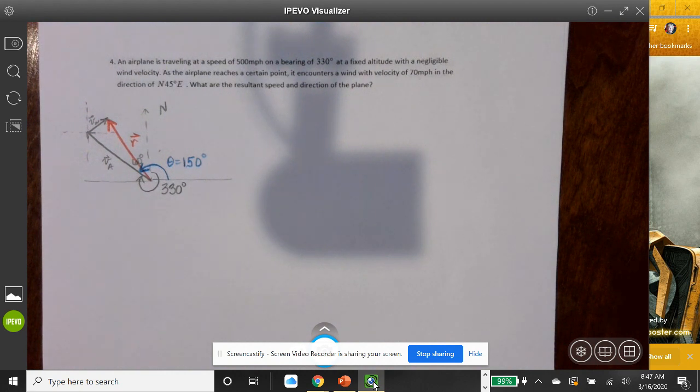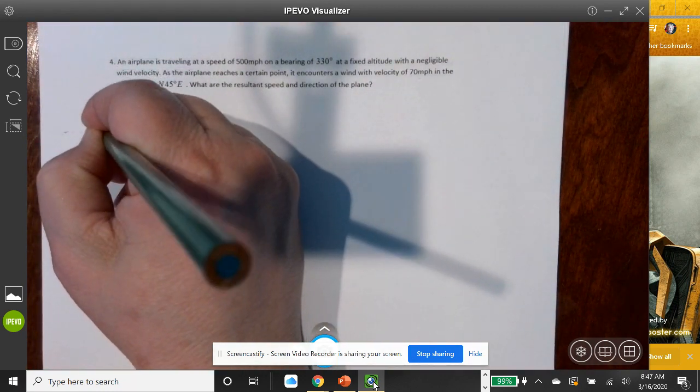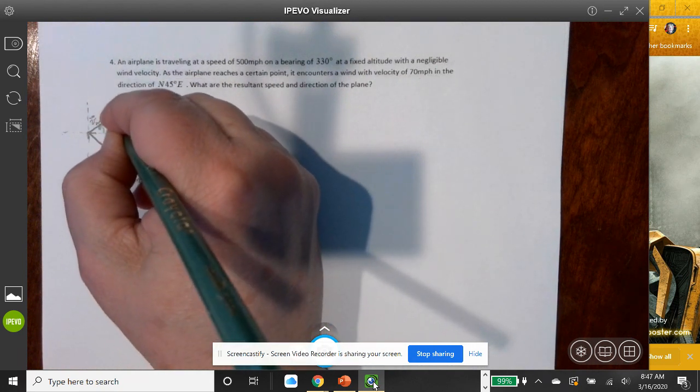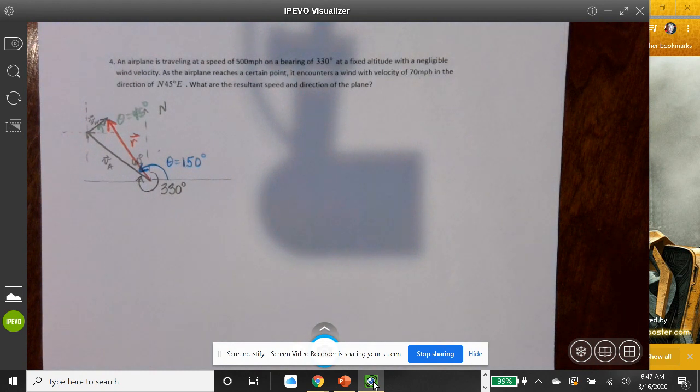There we go. But I need the angle for the velocity vector for the wind, right? Well, that's easy enough, I think. Does everybody see that this theta here is 45 degrees? Good.